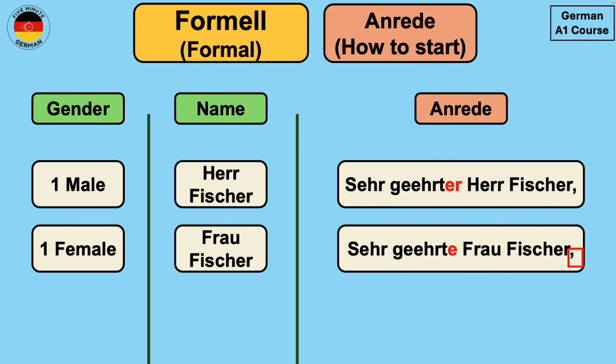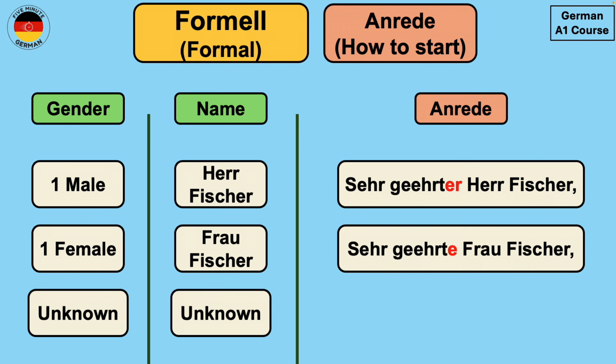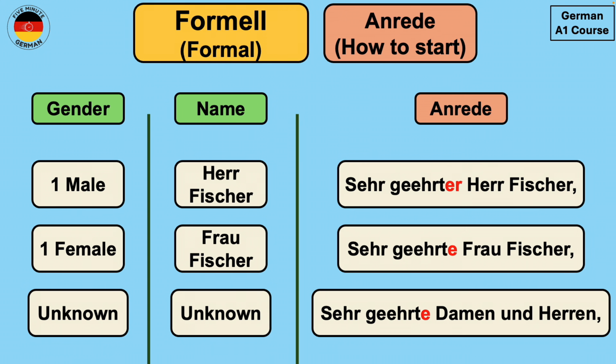Now, if you are writing to an institute where you don't know who the person is or what their name is, then in this case, you can write the Anrede as Sehr geehrte Damen und Herren, which means Dear ladies and gentlemen. And over here, you will use the same ending as we use for the female, which is geehrte. And don't forget the comma at the end.